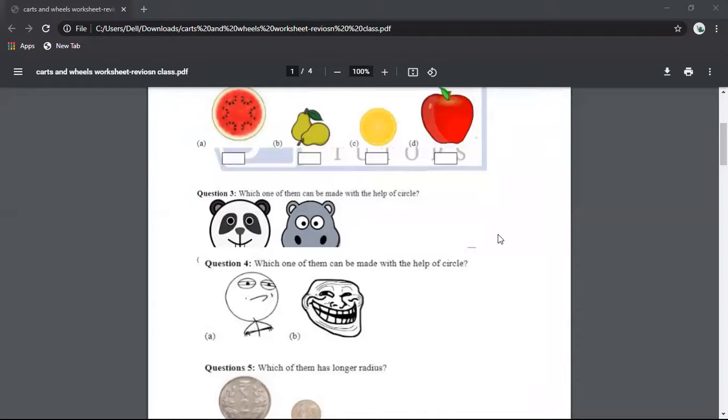Two diagrams are there, looking like joker diagrams. Some different diagrams are there. Which one looks like a circle? The first one looks like a circle.